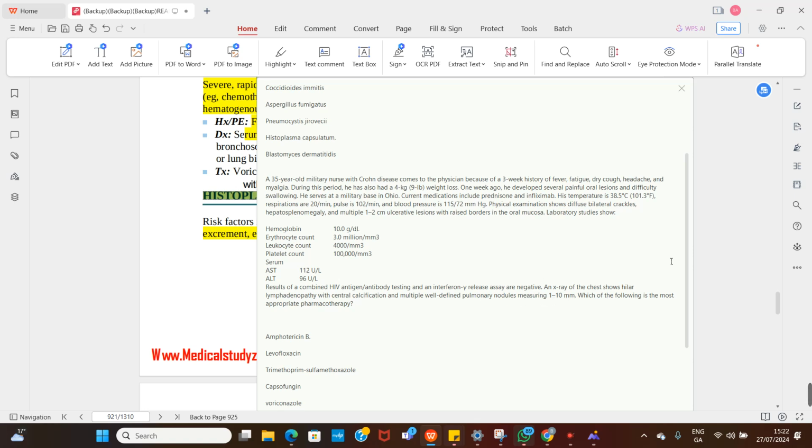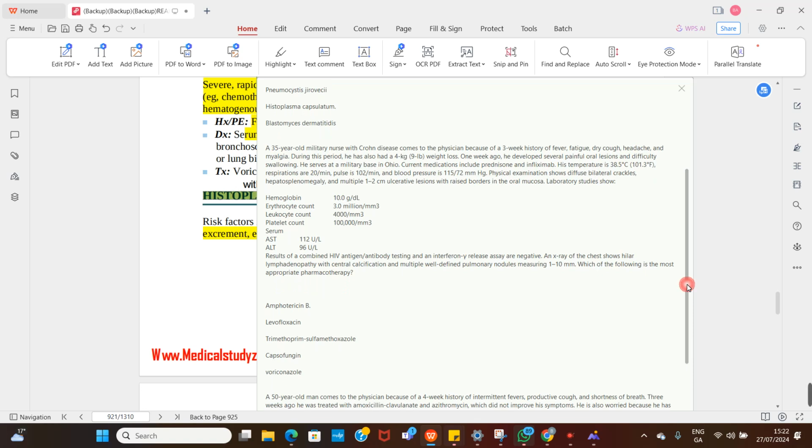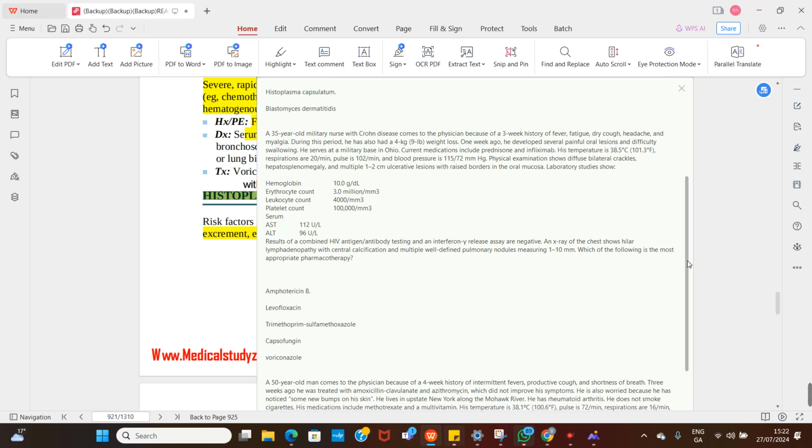So either you are seeing nodules, which can be stable. If they are stable and the person is immunocompromised, you give itraconazole. If they are stable and the person is immunocompetent, do nothing. So, an X-ray of the chest shows hilar lymphadenopathy with central calcification and multiple well-defined pulmonary nodules. Which of the following is the most appropriate treatment? Now, what are you going to give this individual? Please don't follow my answer. Go with your own understanding of the topic and pick your answer.